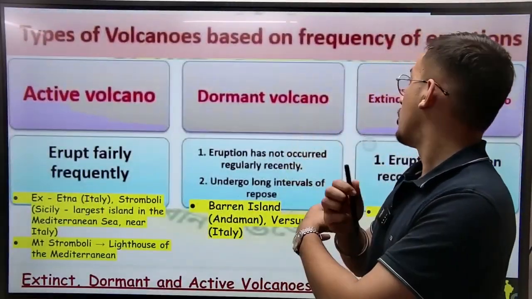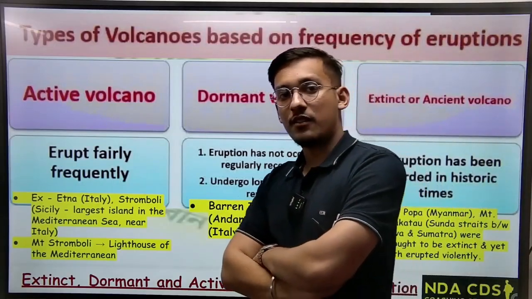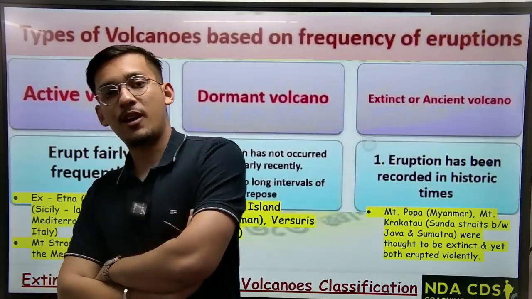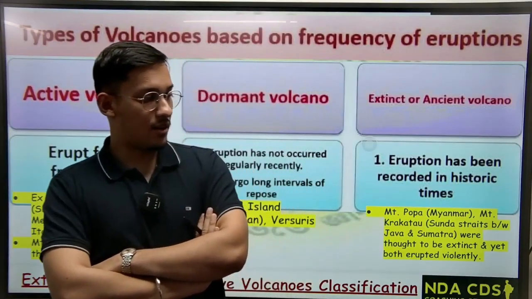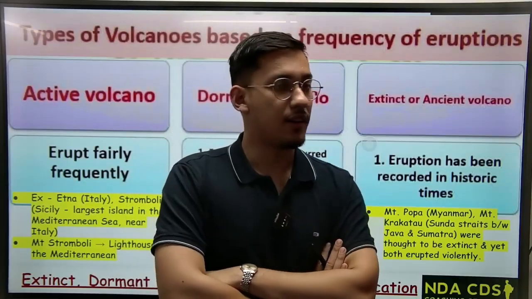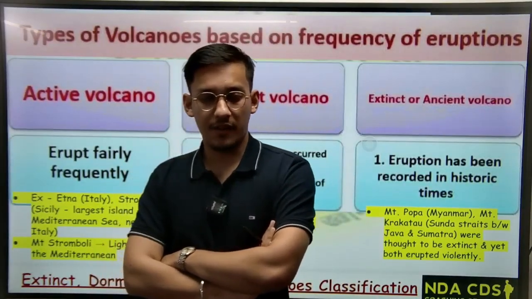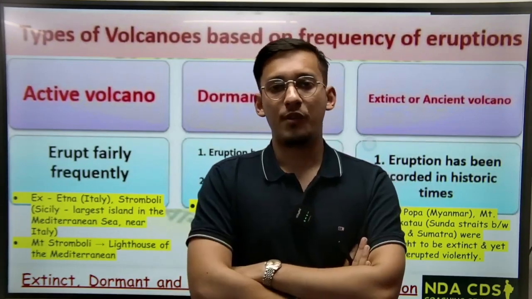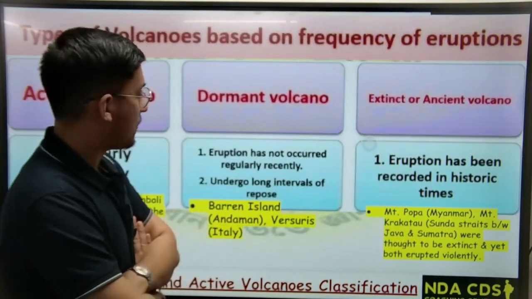So we have active, dormant, and extinct volcanoes. So active volcanoes are volcanoes which are frequently erupting or will be erupting in the future. We have dormant volcano which will erupt. We don't know when it will erupt. It's currently in a sleeping state. Finally, we have extinct volcano which won't erupt and has erupted before.